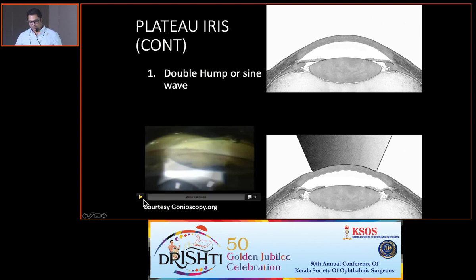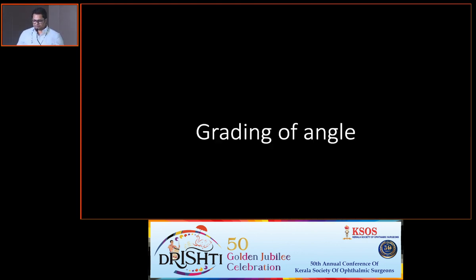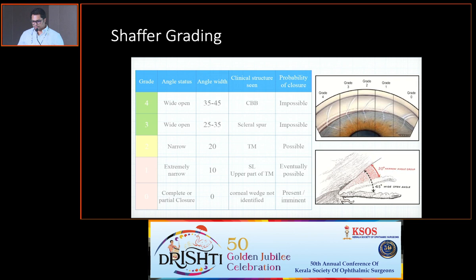This is the classical double hump sign that is seen in plateau iris configuration. Look at that video, it's not playing, sorry. So you can see in this photograph the anteriorly placed ciliary process and the iris has to climb on top of that. So when you do indentation gonioscopy, the middle part of the iris concaves backwards and the two convexities are because of the lens convexity and the ciliary body convexity.